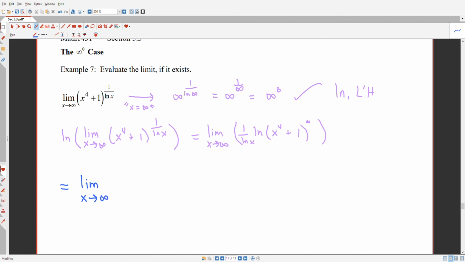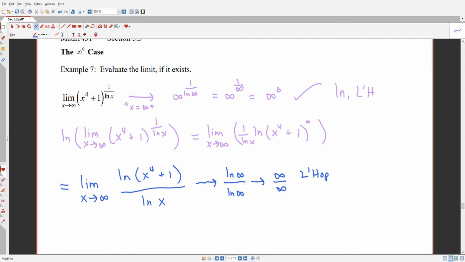Okay, so as x goes to infinity, I look like I'm looking at the natural log of x to the fourth plus 1 divided by the natural log of x. Alright, so now we might want to plug in x equals infinity to see what this goes to. That goes to the natural log of infinity divided by the natural log of infinity. That goes to infinity over infinity. That is a great candidate for L'Hopital's rule.